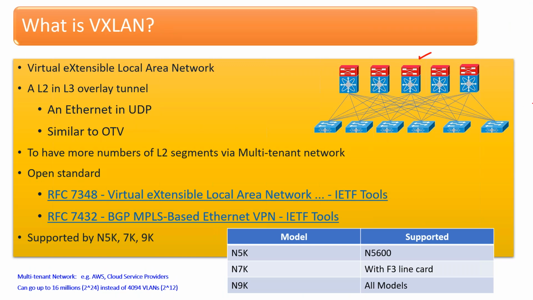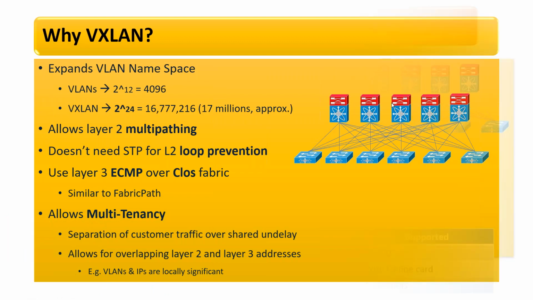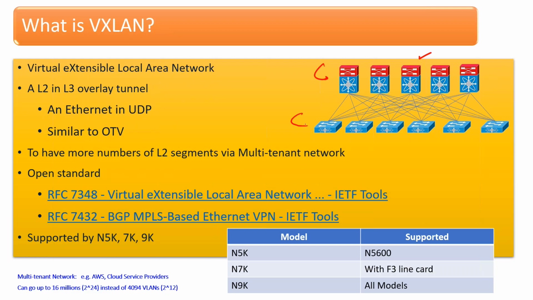We have just seen that these devices at the upper layer are called spine switches, and these devices are called leaf switches. VXLAN stands for Virtual Extensible Local Area Network. In short, we call it VXLAN. You can say that it should be VELAN. No, that's the reason when we write it, we write X in uppercase and E in lowercase, just to specify that we are talking about it.